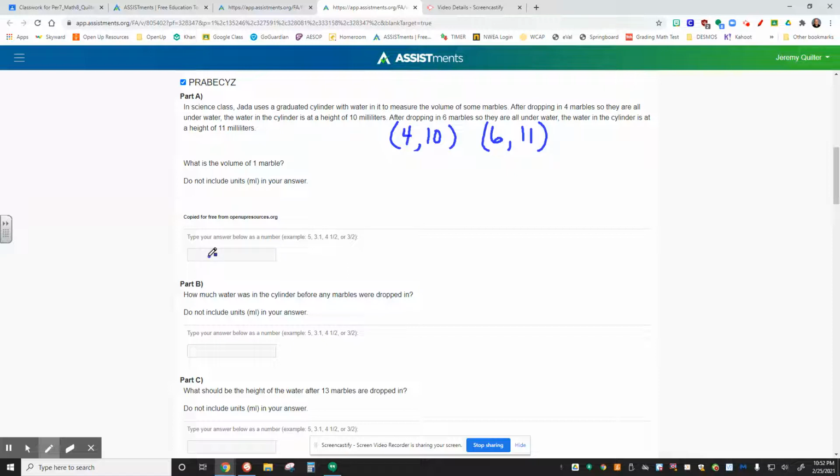How much water was in the cylinder before any marbles were dropped in? So this would be your y-intercept. This one right here would be your constant rate or your slope. So make sure that you know how to find that y-intercept and you give me just the number. Do not include milliliters in your answer for part B.